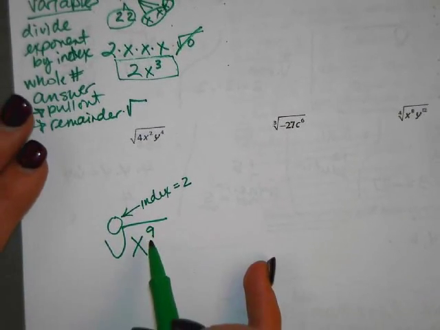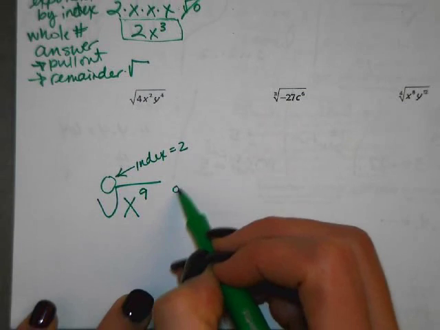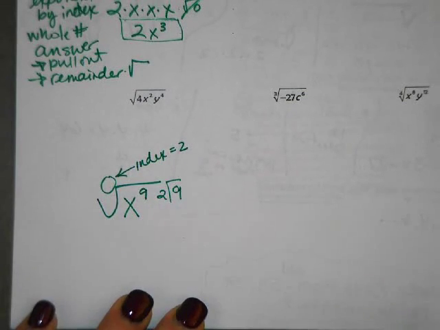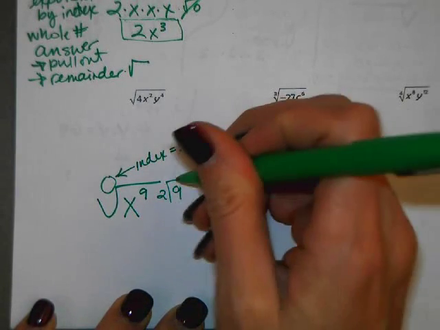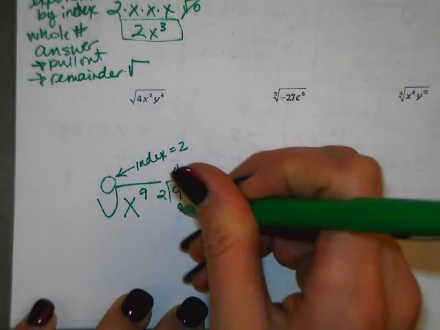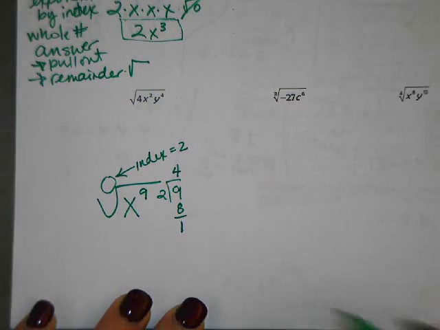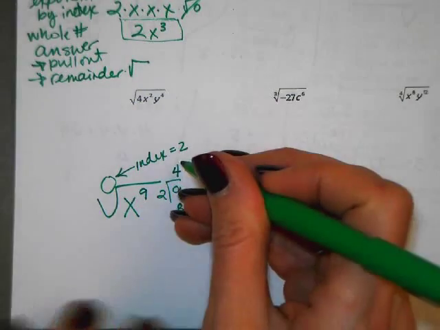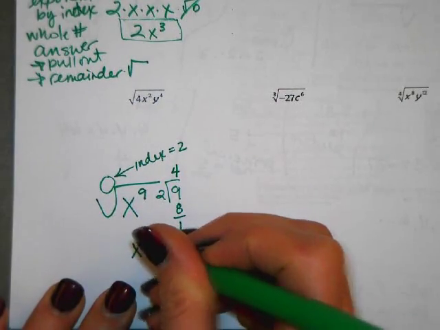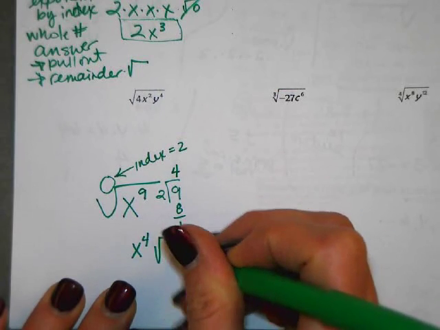So, if I do this, I will do 9 divided by 2. What's 9 divided by 2? 4. Okay, and I have a remainder of 1, right? So therefore, I'm going to pull out 4 x's. So I'm going to have x to the 4th, and then underneath my radical sign, I would have x to the 1.